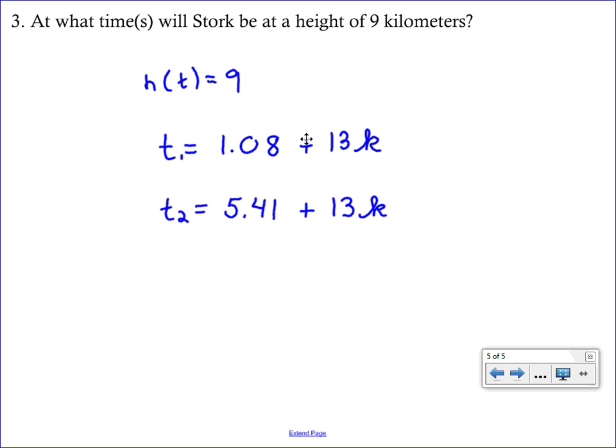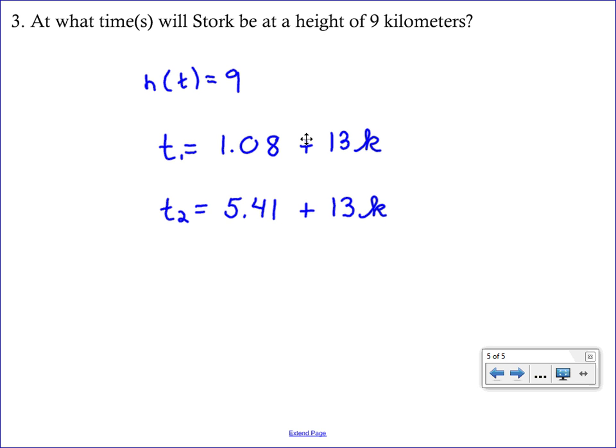So on the way up, the Stork is going to hit 9 at 1.08 minutes, and then every 13 minutes after that. And then on the way down from the maximum height, you would hit 9 kilometers at 5.41 minutes, and then every 13 minutes after that. So this concludes our Stork's journey.